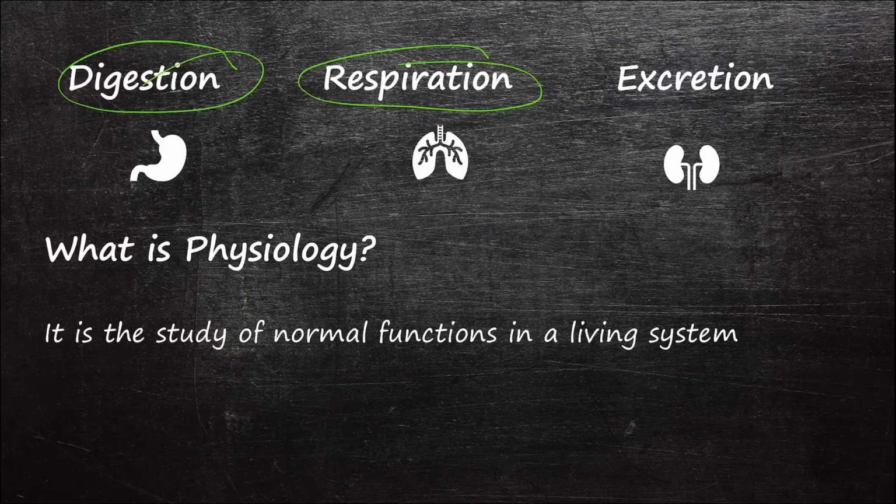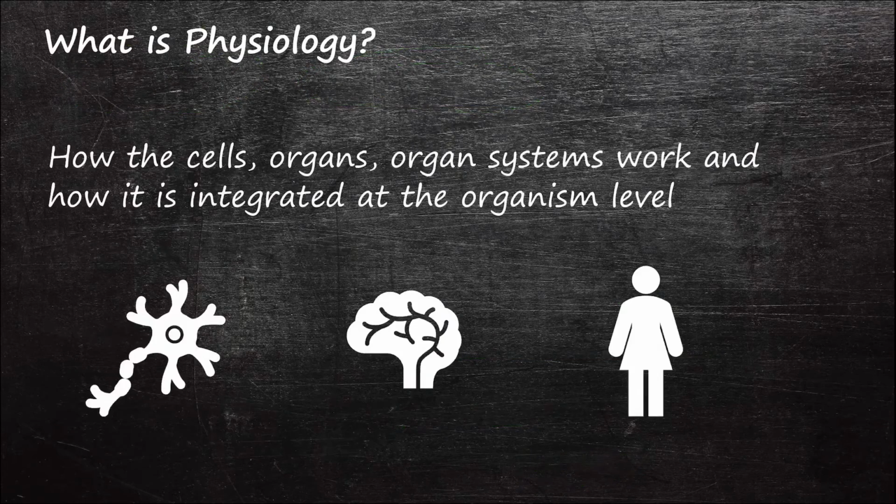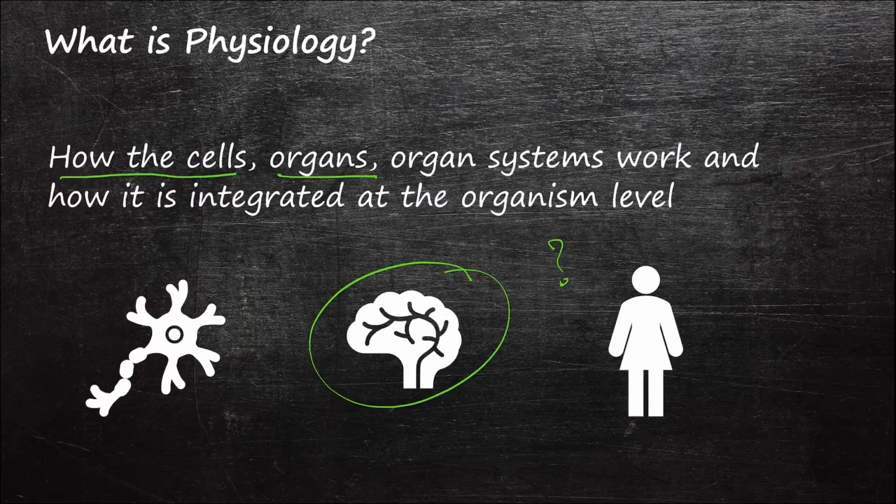Human physiology is the study of functions in the living system, is the simplest answer. The aim of physiology is to understand the underlying mechanisms, or to explain the processes which are responsible for the functions. In other words, physiology tries to answer how the cells, organs and organ systems work and how they interact with each other to produce a function at the organism level.